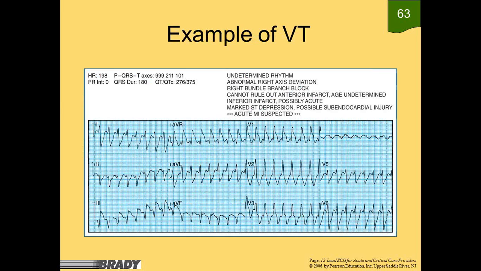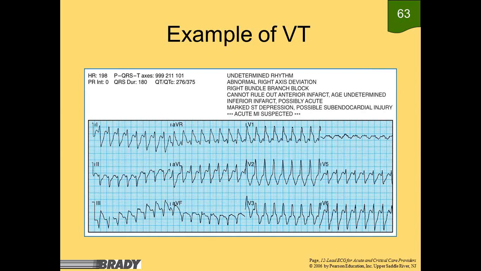So let's look at what our machine tells us. It tells us this is an undetermined rhythm. So it's an abnormal right axis deviation. We're looking at leads 1, 2, and 3, and they are all down. The next thing it says is a right bundle branch block. If you look at V1, it is upright, which is indicative of a right bundle branch block. And you can see there's a little notch there, so you can see why it's reading right bundle branch block.